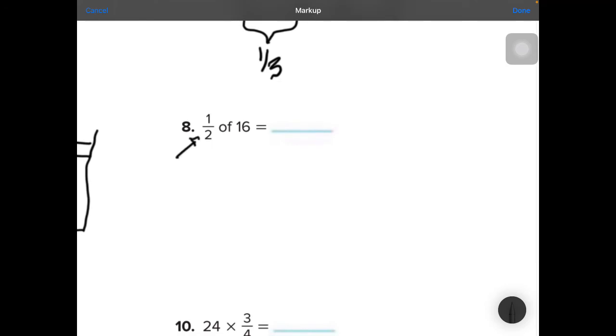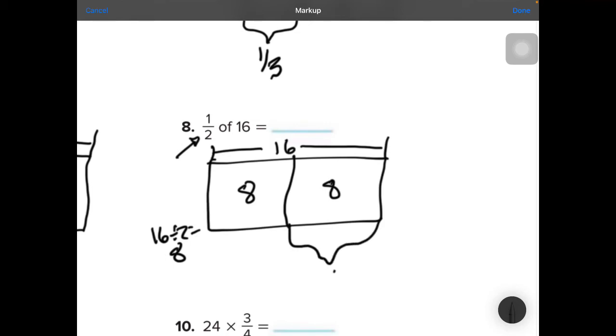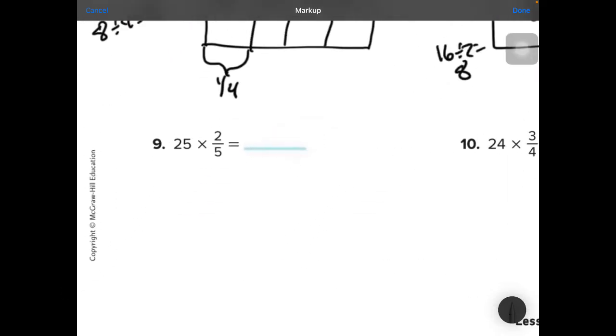Okay, number 8. We have 1/2 of 16. So look at our denominator. We're going to draw a compartment with 2. And then 16 is going to be right here. So 16 divided by 2 is 8. So 8 and 8 is going to be in our compartments. And our original question asks for 1/2. So we're just going to do one little compartment, and that's going to be 8. So our answer is 8.